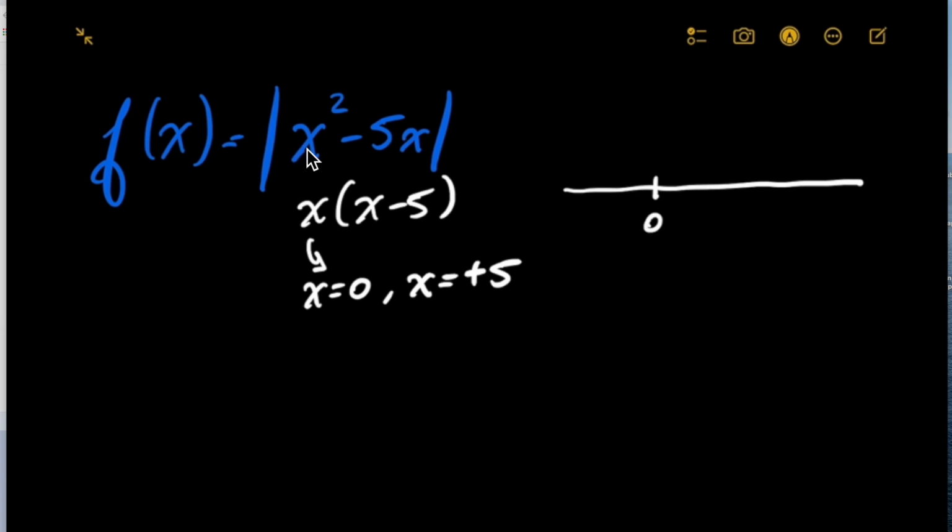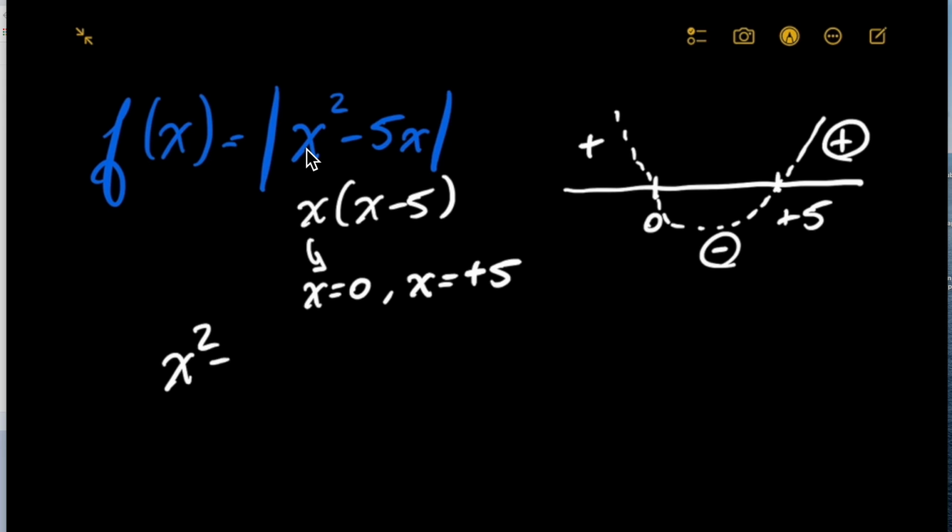So here we're going to have something like this. Again, we don't know where the vertex is, and we really don't need to know. All we need to know is that our graph is going to look like this. So this region is going to be positive, this region is going to be negative, this region is also going to be positive. We could write this in 2 seconds.